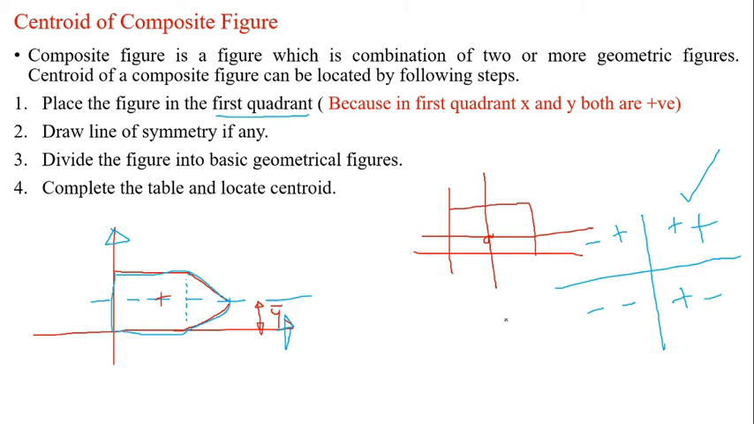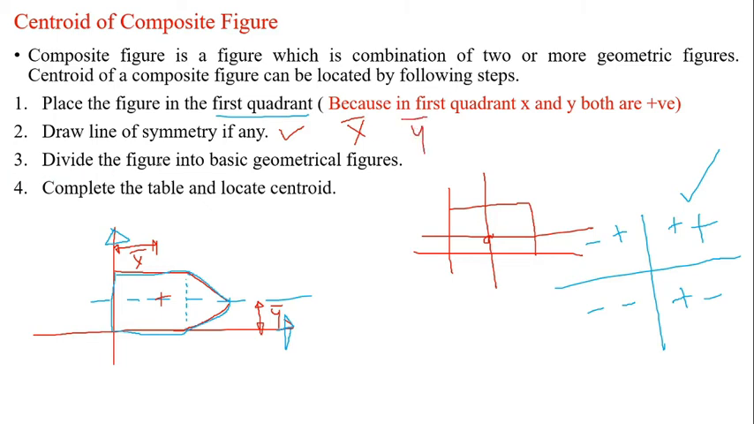So, you need not use equation for y bar. X bar you have to locate, okay. X bar is horizontal distance of centroid. So, this is x bar, okay. So, place the figure in the first quadrant. Then draw line of symmetry if any. Okay. So if there is no line of symmetry, you have to locate both x bar and y bar. Okay.